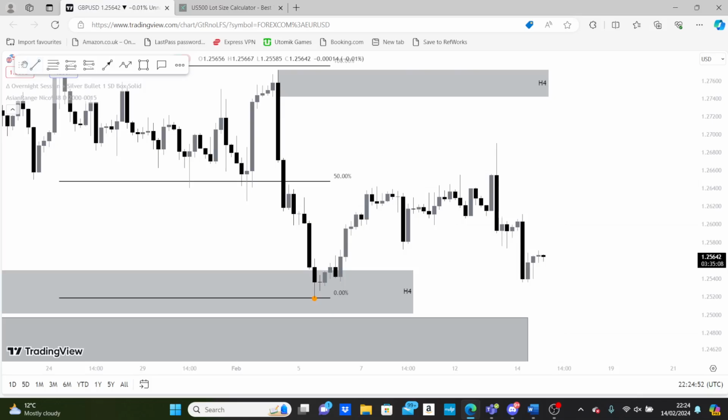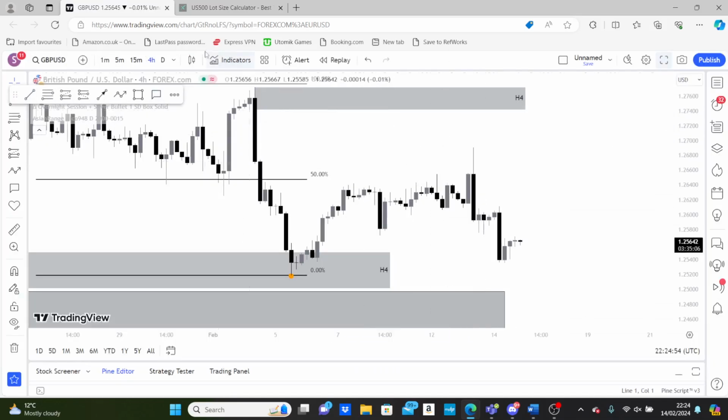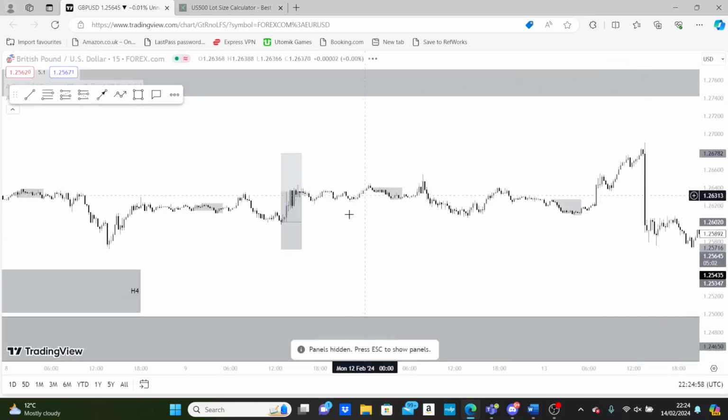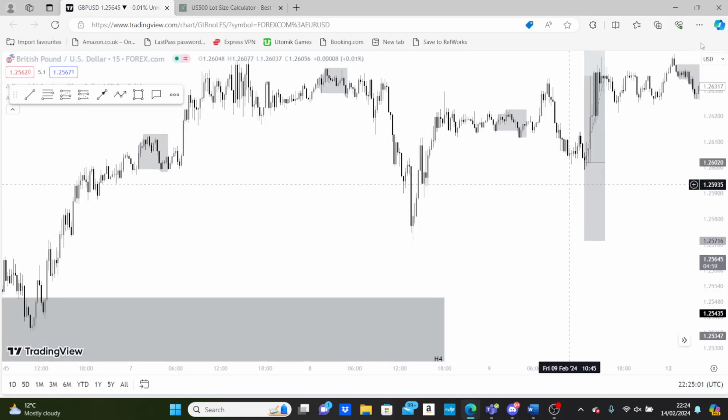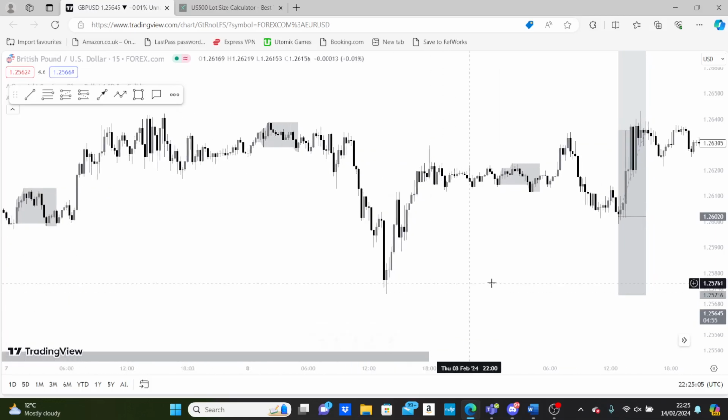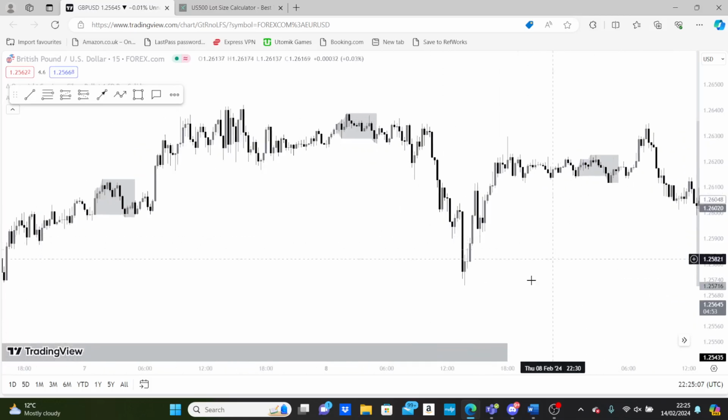So now if we head down to the M15 time frame, or the 15-minute time frame, we can begin to dissect how we could have got involved in this market, right? So this is the trade that was taken here. This setup actually occurred on the 8th of February. So let's break down the trade and let's analyze how we could have got involved.